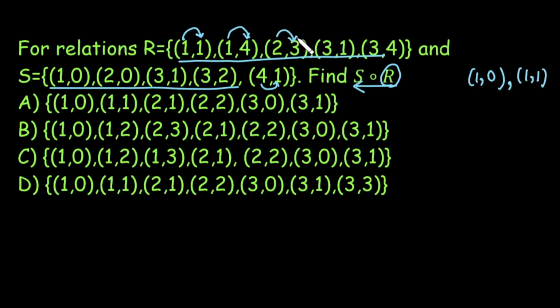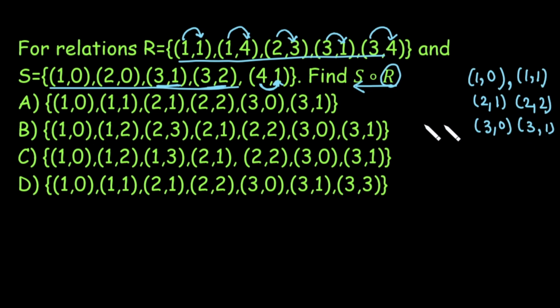2 is related with 3 and 3 is related with 1 and 2, so ultimately (2, 1) and (2, 2). 3 is related with 1 and 1 is related with 0, so (3, 0). 3 is related with 4 and 4 is related with 1, so we are getting (3, 1). So 6 ordered pairs should be there. Let's check which option this matches: (1, 0), (1, 1), (2, 1), (2, 2), (3, 0), (3, 1). Only the first option is matched with this one and hence option A is correct.